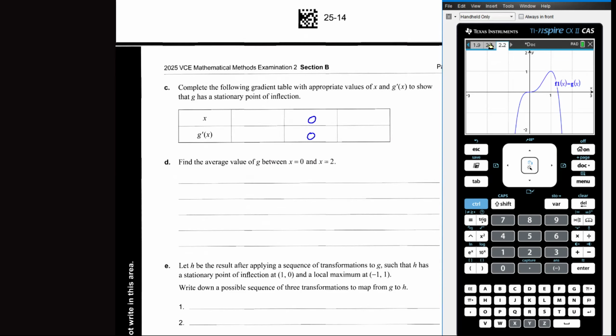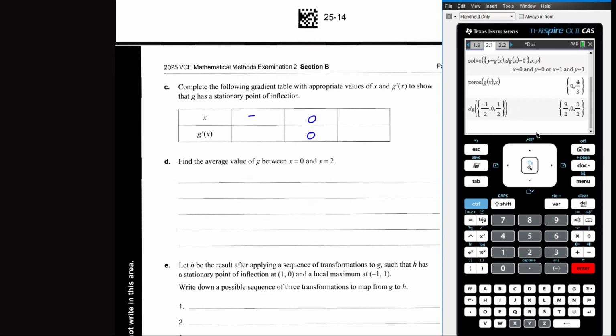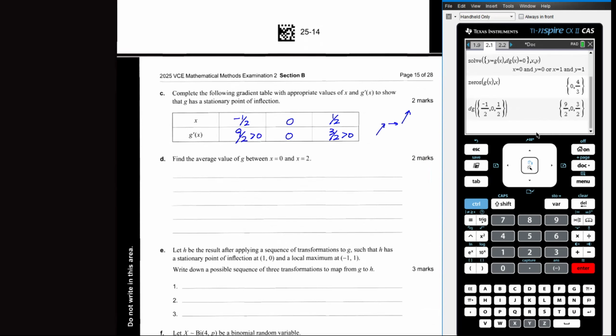So what I'm going to do, for example, there will be a wide range of answers, but I just pick, let's say, some convenient value, for example, -half, 0, and half. So once I sub them in, like when x equals to -half, the gradient is 9 over 2, which is larger than 0. And when x is half, we have 3 over 2, which is also larger than 0. So the slopes looks like up, flat, up. That's why it's a stationary point of inflection.